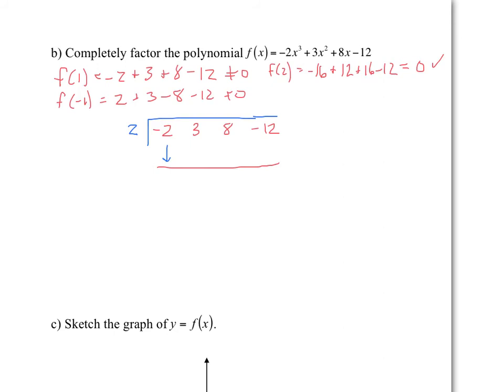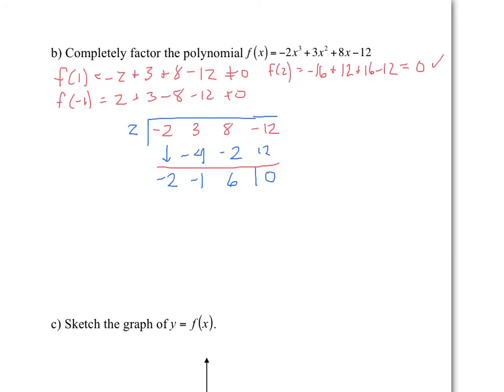So the first thing you do is drop the negative 2. And then you multiply those two, which gives us negative 4. Subtraction. You multiply those two, gives us negative 2, which gives you 6. And you multiply those two, and it gives you 12. Perfect. Because the remainder is now 0, right? Which means this is a 0.